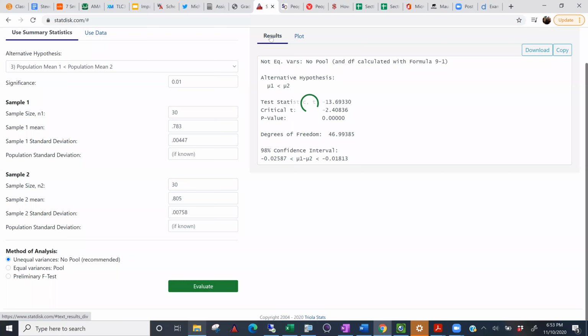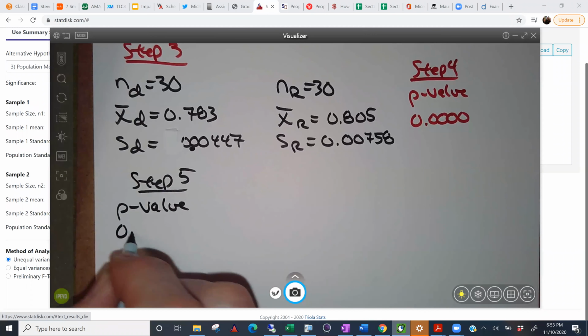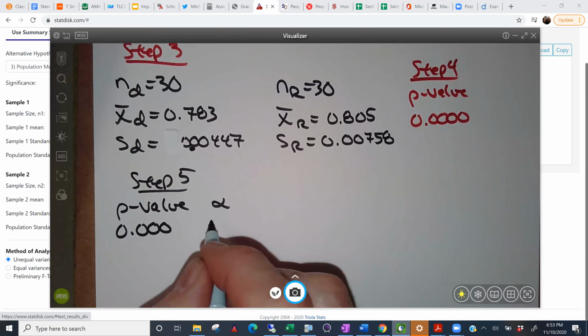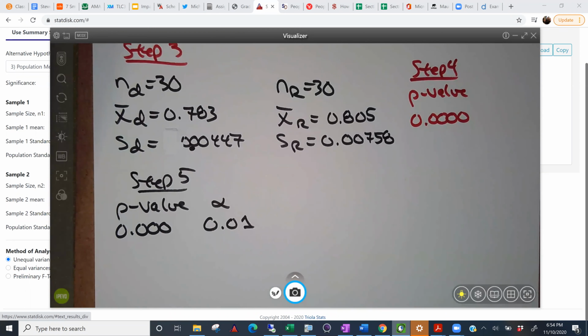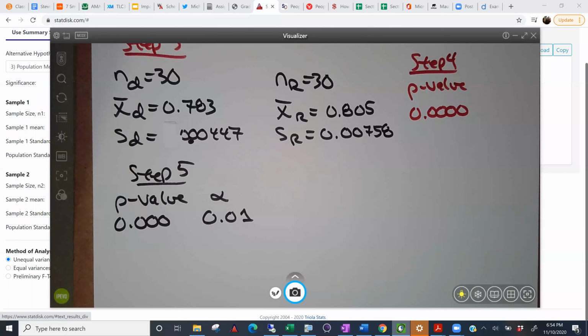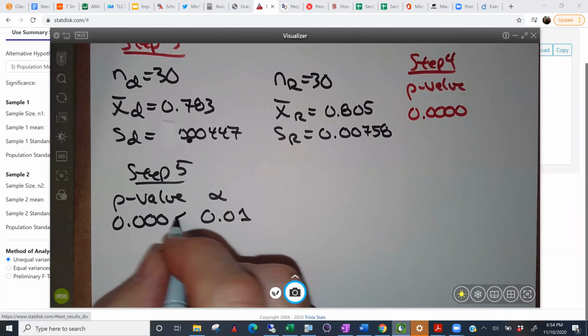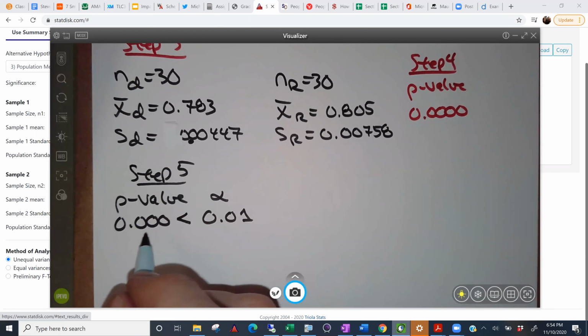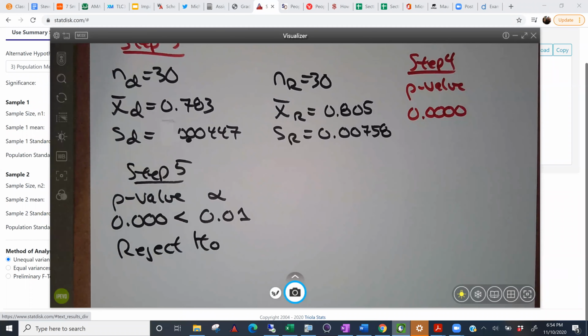Let's see. Ella, what's that say about our null hypothesis over here in step 5? I've got a p-value of 0 and alpha was 0.01. Do I reject H naught or fail to reject H naught? Reject. Yeah, reject. If the p-value is low, H naught must go. And since our p-value is less than alpha, we're going to reject H naught. Yay!